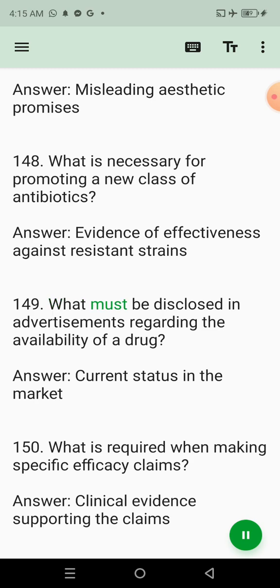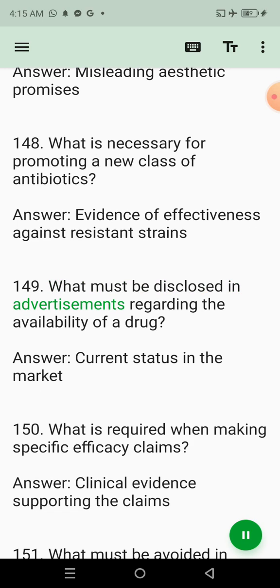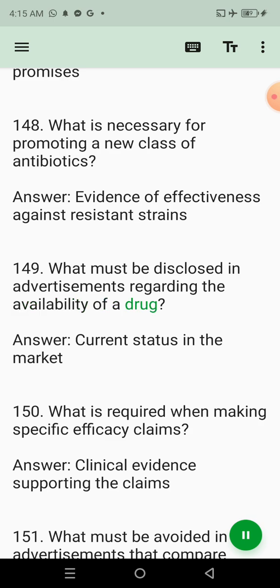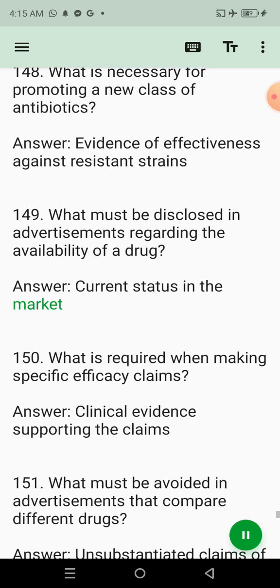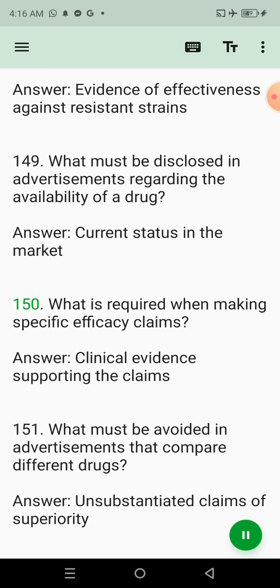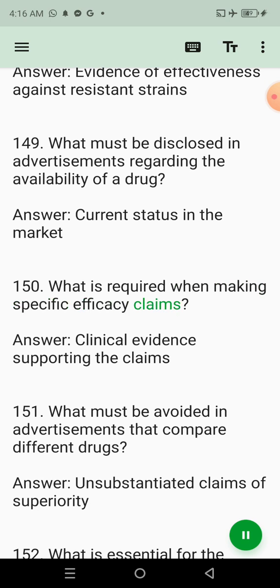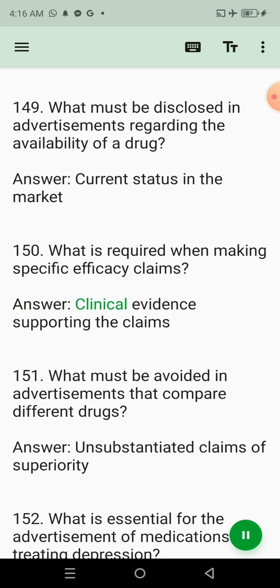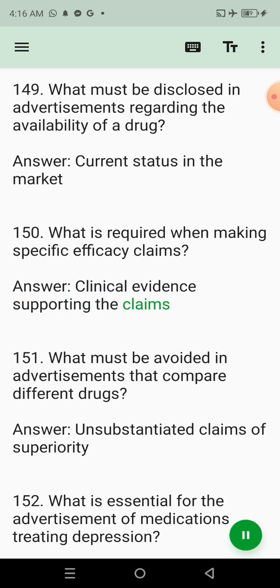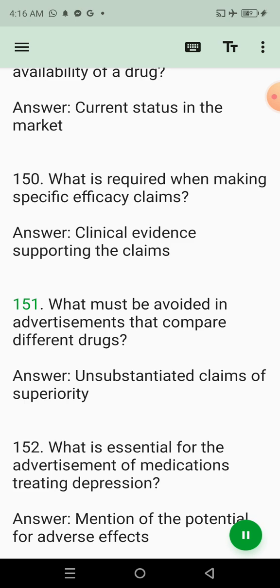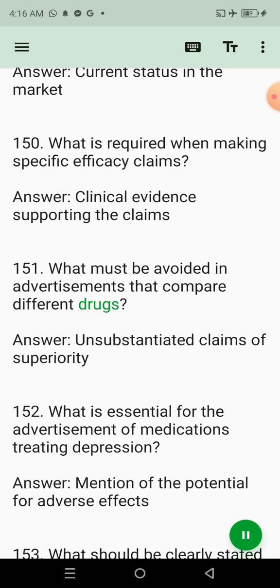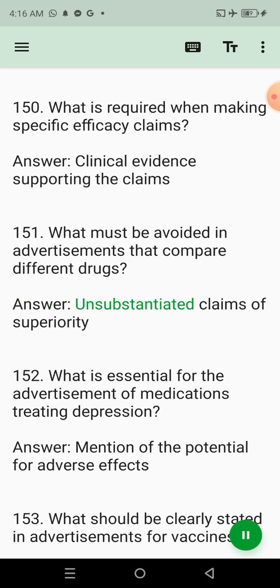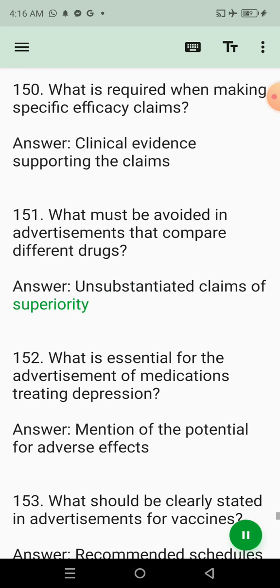149. What must be disclosed in advertisements regarding the availability of a drug? Answer: current status in the market. 150. What is required when making specific efficacy claims? Answer: clinical evidence supporting the claims. 151. What must be avoided in advertisements that compare different drugs? Answer: unsubstantiated claims of superiority.